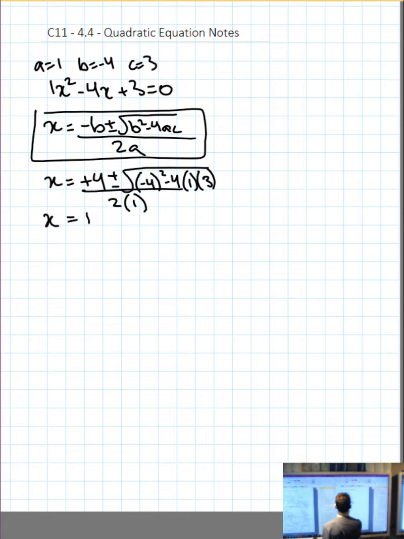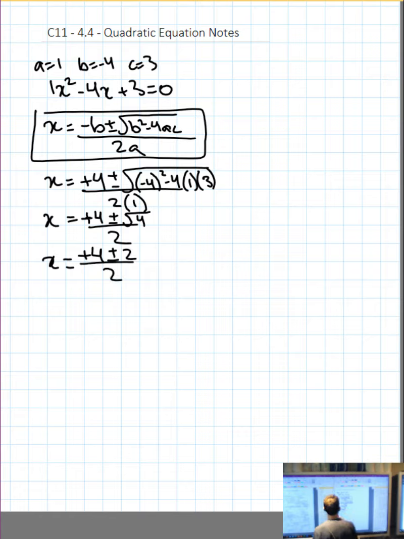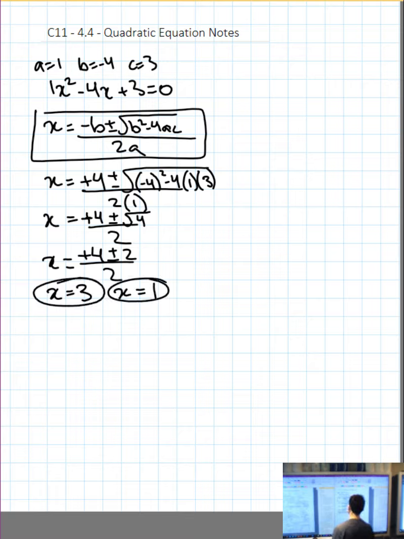Now I'm going to type whatever is underneath the root into the calculator, and I'm going to get root 4. 2 times 1 is 2, all over 2. X equals positive 4 plus minus the square root of 4, which is 2, all over 2. So simplify. In the notes, I've done it separately. X equals 4 plus 2 all over 2. Be careful typing in that calculator. X equals 3. And 4 minus 2 is 2, divided by 2 is 1. X equals 1. Circle your answer.